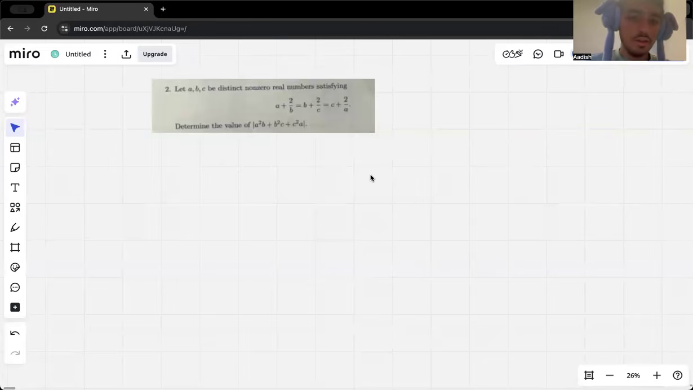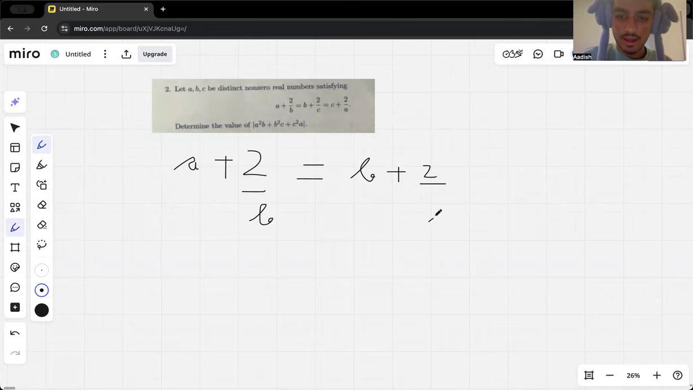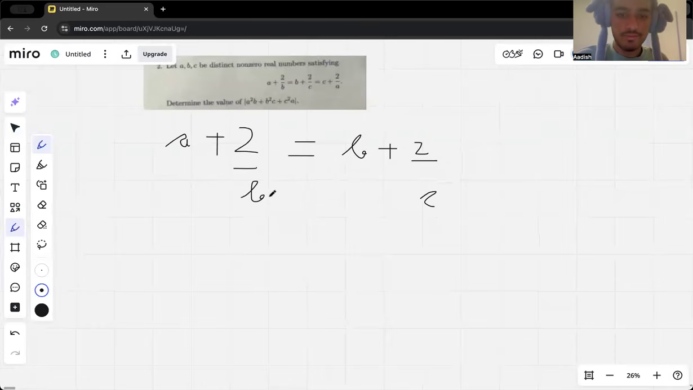So today we are going to be doing RMO P2. This is an algebra problem, and I am an algebra main. Okay, so you see three equalities. The first thing you should do is just consider each of the equalities individually, so you'll get b plus 2 over c. And when in doubt, just cross multiply.